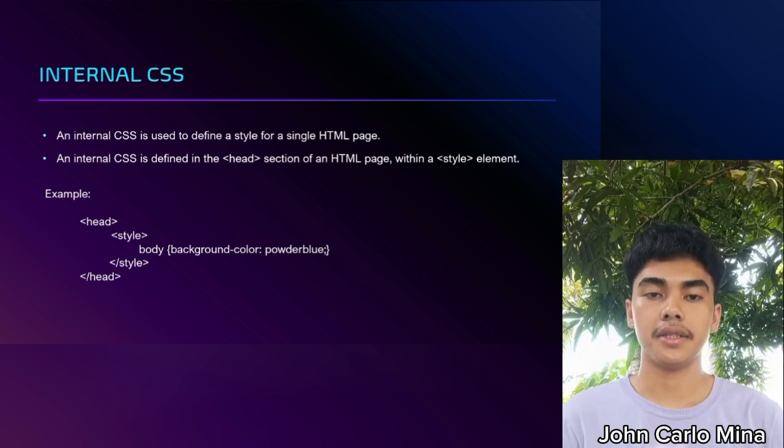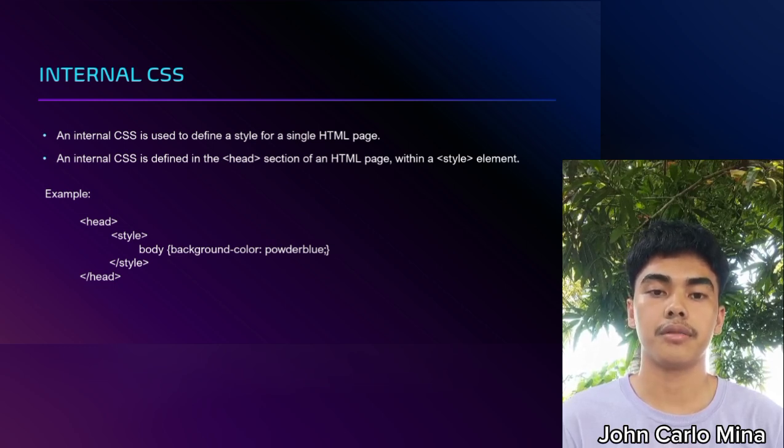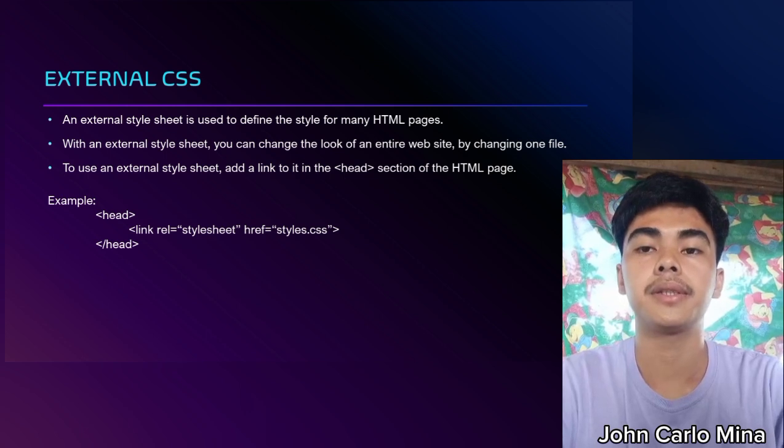Internal CSS, or internal style sheet, is a way to define a style for a single HTML page. It is defined within the head section of an HTML page inside a style element. The code provided sets the background color of all elements in the body of the HTML page to powder blue. This is a great way to apply style consistently to an entire HTML page. Example: head, style, body, background color powder blue, style, head.